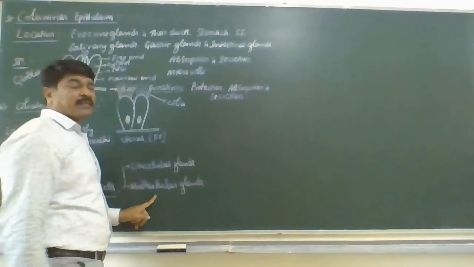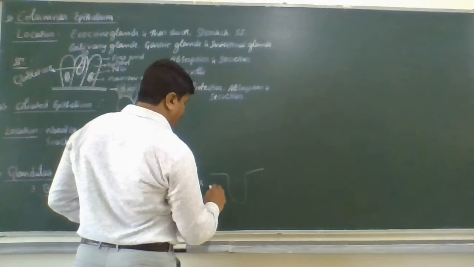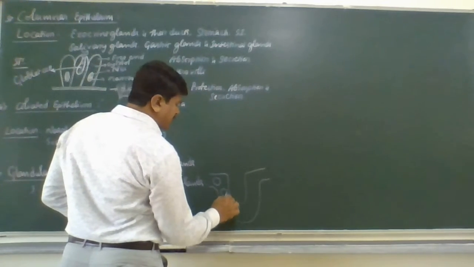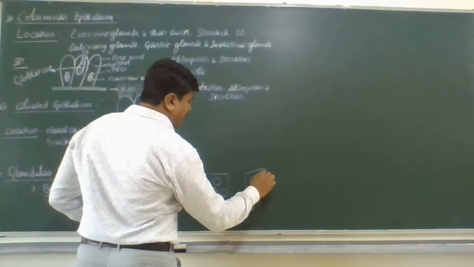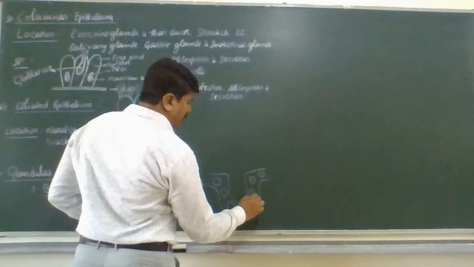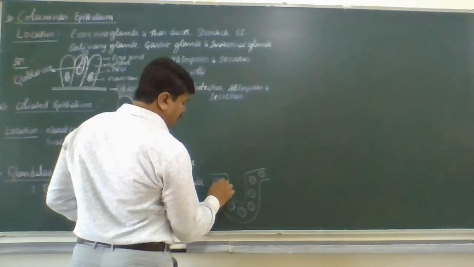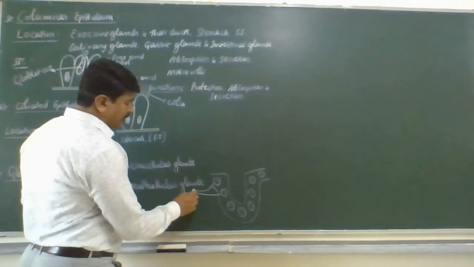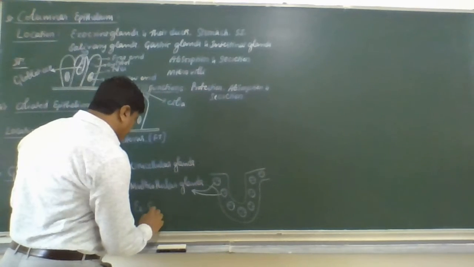Next, multicellular glands. Listen to me. In a layer of cells, let us consider this is the layer of cells. Here many cells are involved for the secretion. So these are called multicellular glands. You can take the example of salivary glands.